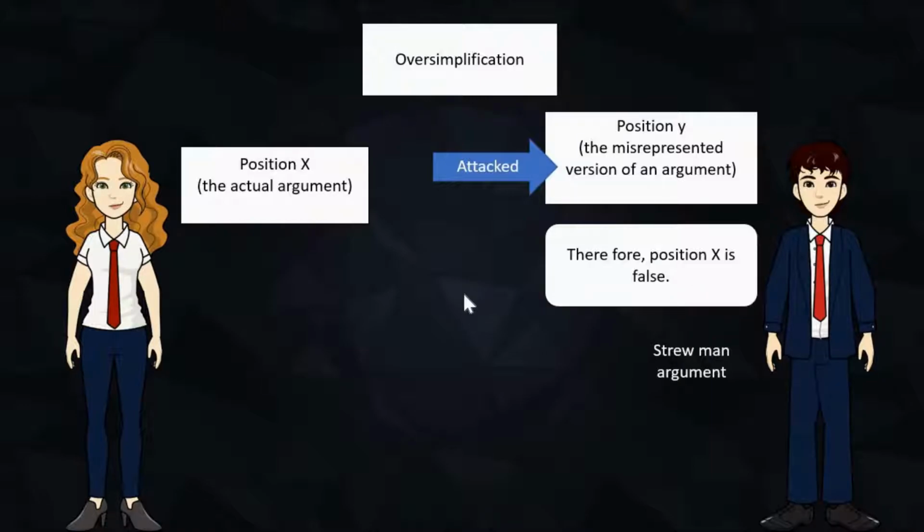Now you might be wondering why we are calling it the strawman argument. We are calling it a strawman because he is not responding to the actual person's argument. Instead he is responding to a strawman which he created himself. He misrepresented the actual version of the argument and created a strawman, and then he attacks the strawman instead of the person. So that is the strawman fallacy.